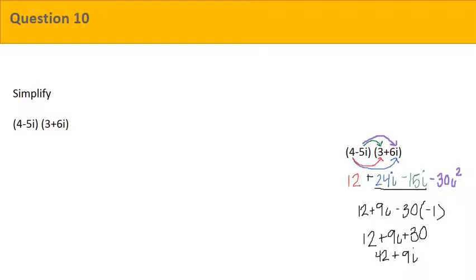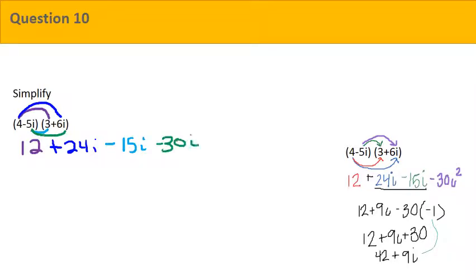All right, so we are simplifying, and you can see it is written out over here for you. But if you would like, I can go through it again. So we have 4 times 3, that gives you the 12. Then we have 4 times 6i, that gives you plus 24i. And then we have negative 5i times 3, so that's a negative 15i. And then I have negative 5i times 6i, so that's a negative 30i squared.